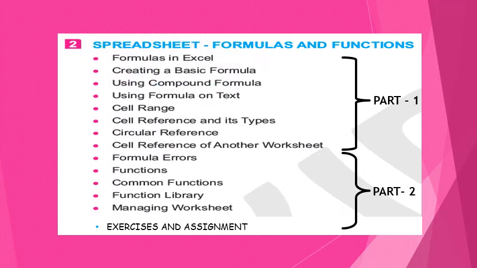As you can see, this chapter is divided into two parts, part 1 and part 2. In part 1 we will discuss formulas in Excel, creating a basic formula, using compound formulas, using formulas on text, cell ranges, cell references and their types, circular reference, and cell reference of another sheet. And in part 2, formula errors, functions, common functions, function library, managing worksheets, deleting worksheets, opening worksheets, saving worksheets, and exercises and assignments.